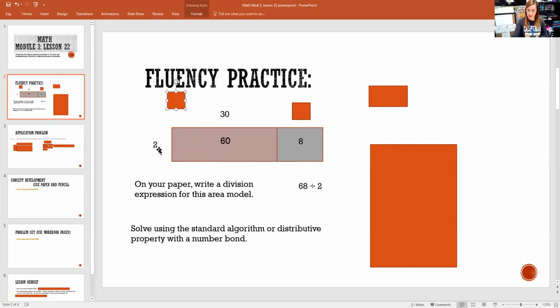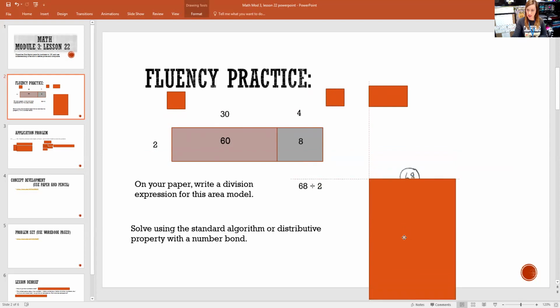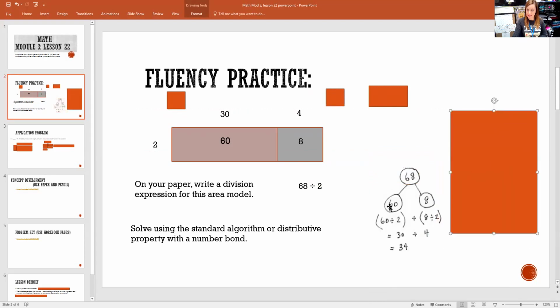I know I can put 30 times 2 to make 60, and this part, 4 times 2 makes 8. And we were using our distributive property. We have 68 that's divided into these parts, 60 and 8. Okay, and that's 60 divided by 2, which is where we got 30. And 8 divided by 2, which is where we got the 4. And when you add those together, you get 34.